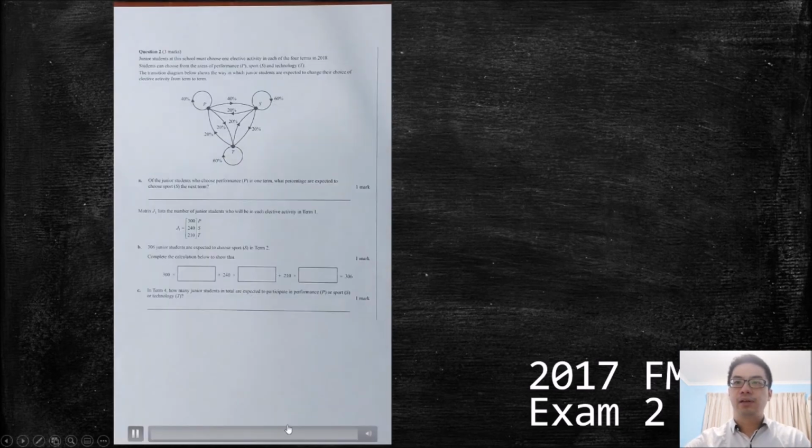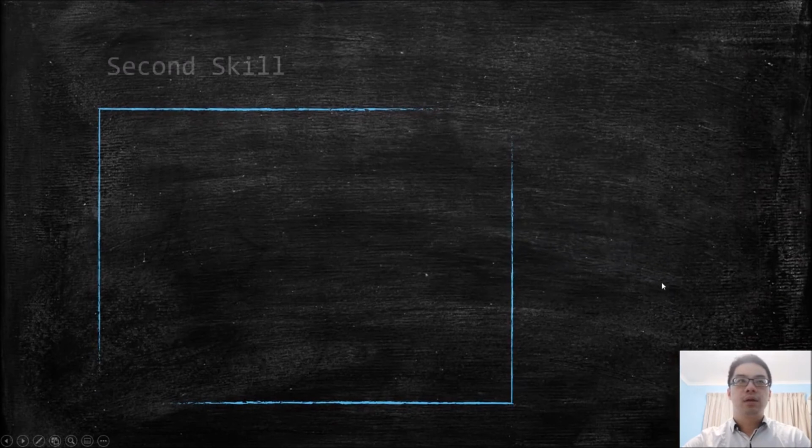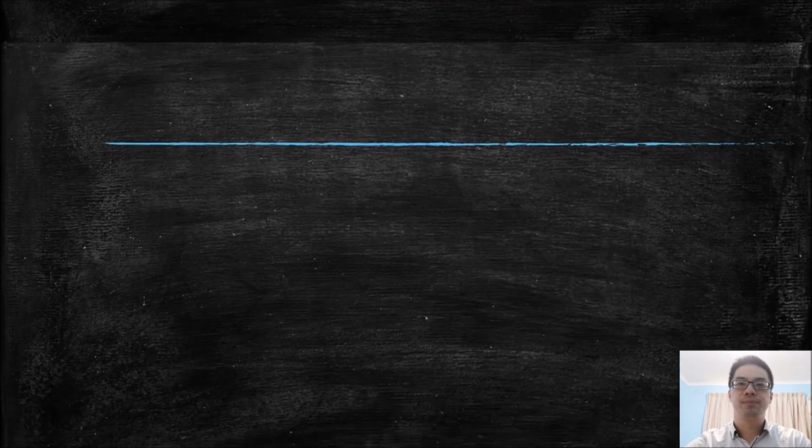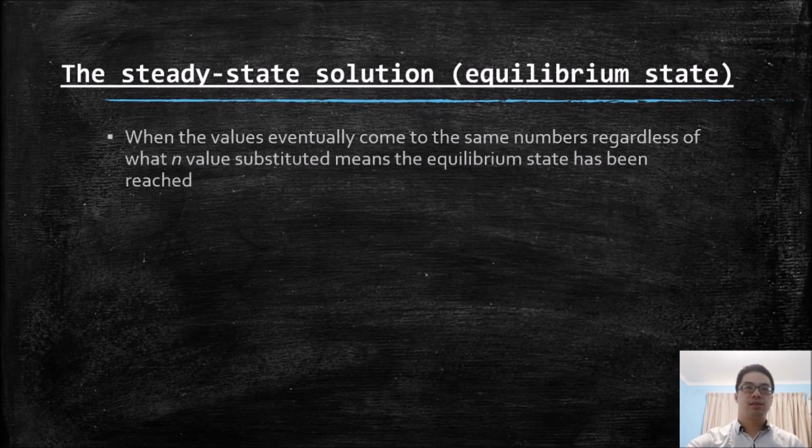Okay, let's keep moving on. So the second skill we're going to talk about is the steady state solution, otherwise known as the equilibrium state, and it can also be talked about as the long-term values. So the steady state solution is when the values eventually come to the same numbers, regardless of what n value is substituted, which means that the equilibrium state has been reached.